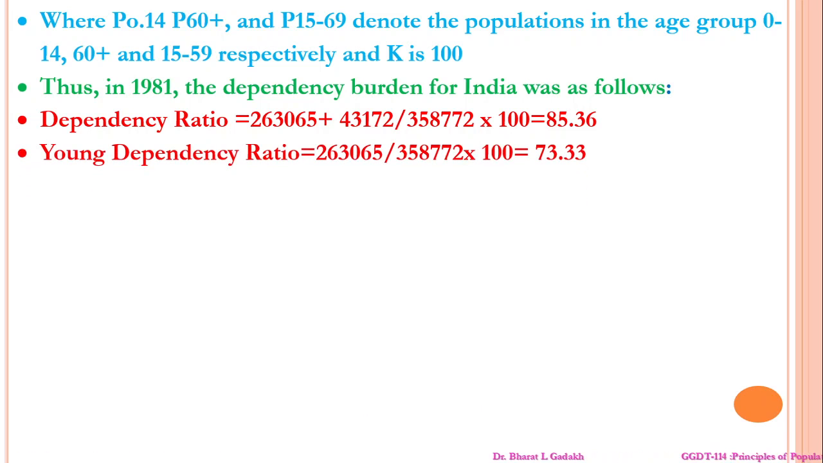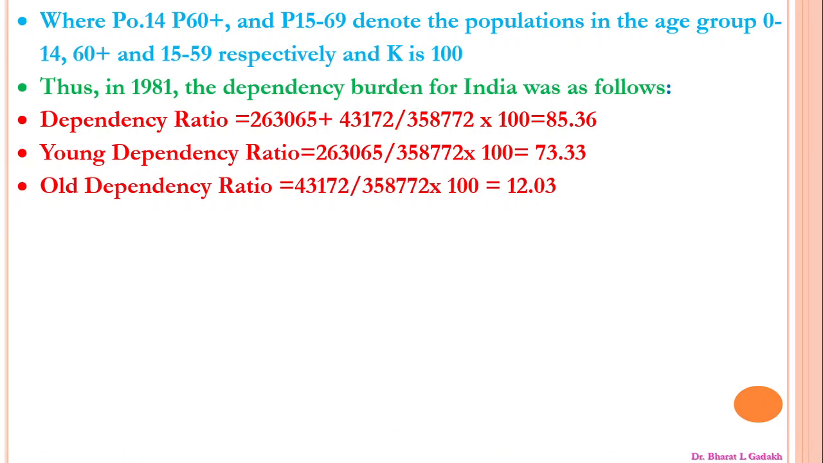Now, how to calculate the young dependency ratio? The young dependency ratio is very important here. It is 2,63,000 divided by 3,58,772, multiplied by 100. The young dependency ratio is calculated only from the population of the 0 to 14 age group divided by the working population. This is the young dependency ratio.